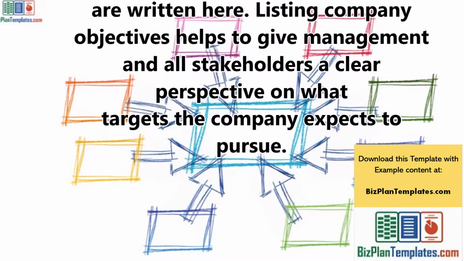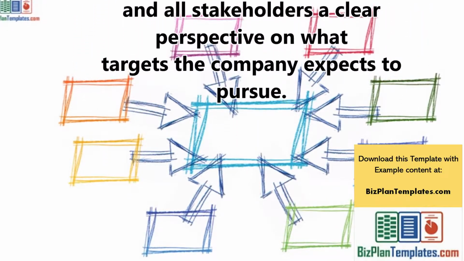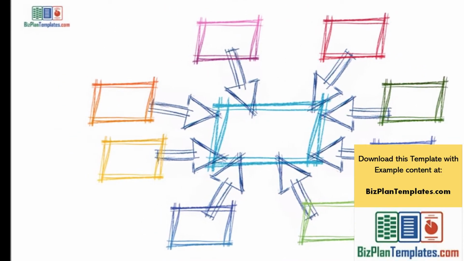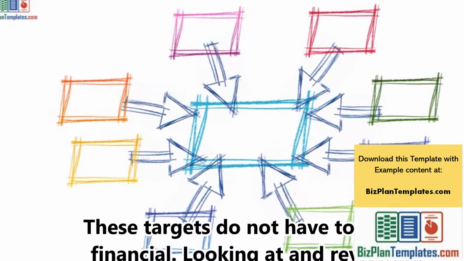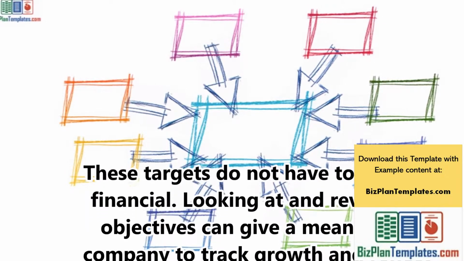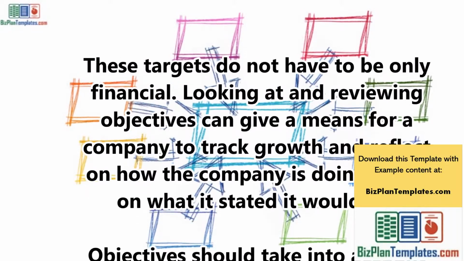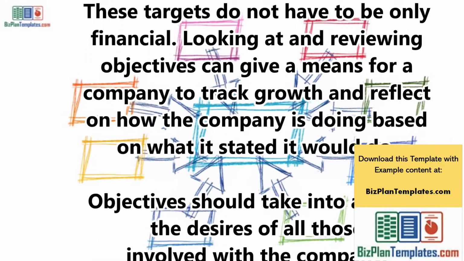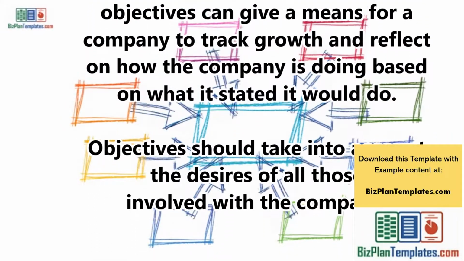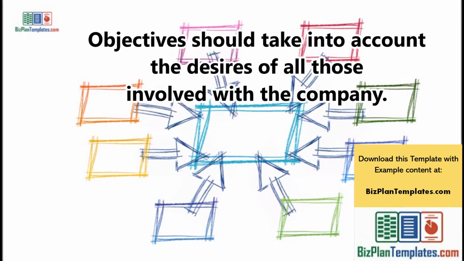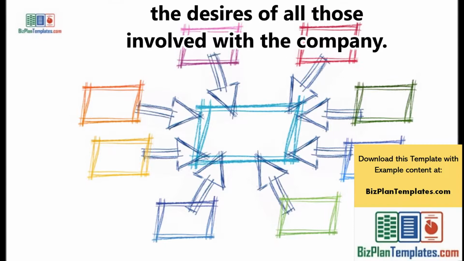Listing company objectives helps to give management and all stakeholders a clear perspective on what targets the company expects to pursue. These targets do not have to be only financial. Looking at and reviewing objectives can give a means for a company to track growth and reflect on how the company is doing based on what it stated it would do. Objectives should take into account the desires of all those involved with the company.